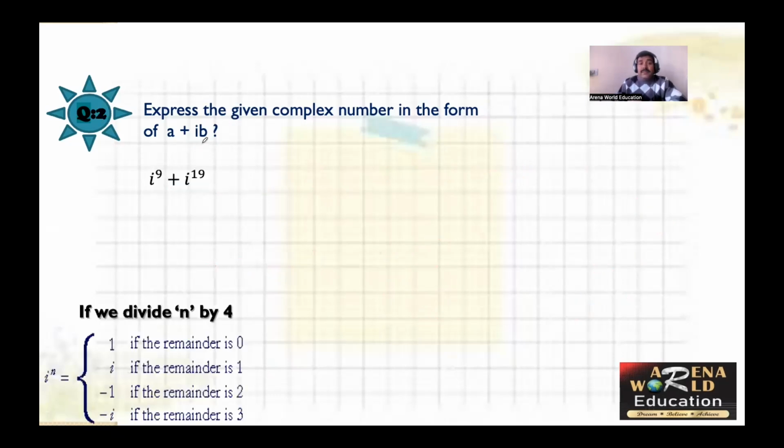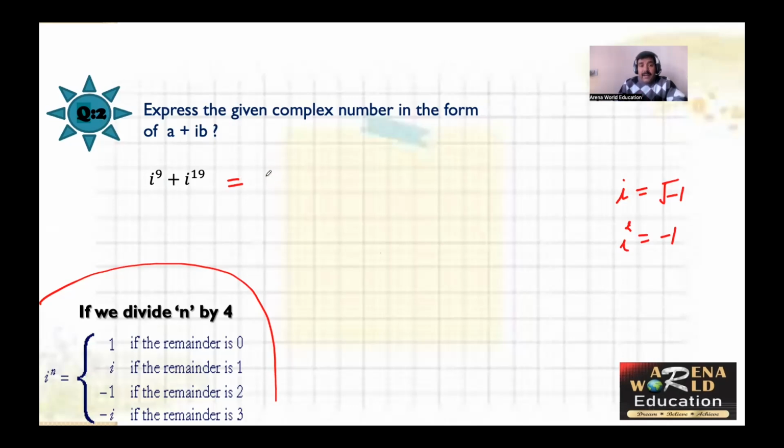So in this question, we have to again express the given number in the form of a plus iota b. But now you can see we are having iota raised to power 9 plus iota raised to power 19. For your convenience, I have written this rule. Whenever we have a higher exponent, we divide n by 4. Now if we see this question, iota raised to power 9, so 9 is not a multiple of 4.